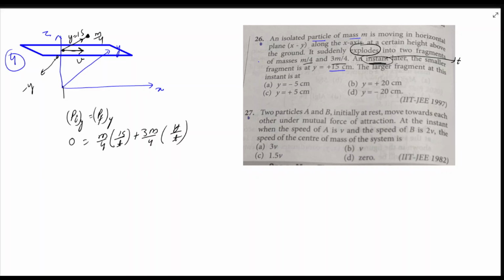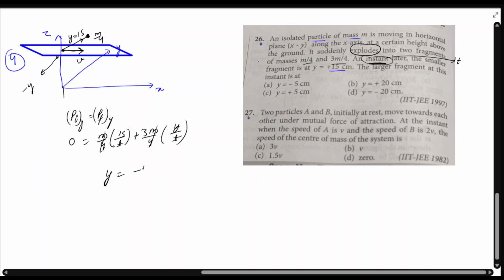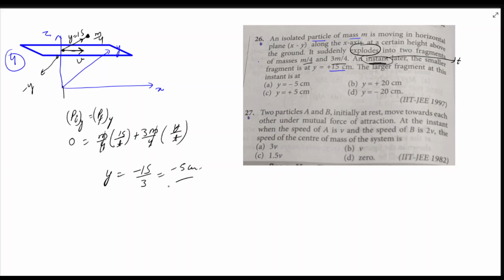Then plus 3m by 4, moving in the minus y direction, say through a distance y in the same instant t, so y by t. Automatically this formula will give our answer. m by 4 will get cancelled, so we will have y equal to minus 15 by 3, which is minus 5 centimeter. What does it say? If after the explosion the m by 4 fragment moves 15, then the 3m by 4 fragment will move in the opposite direction by a distance of 5 centimeter.